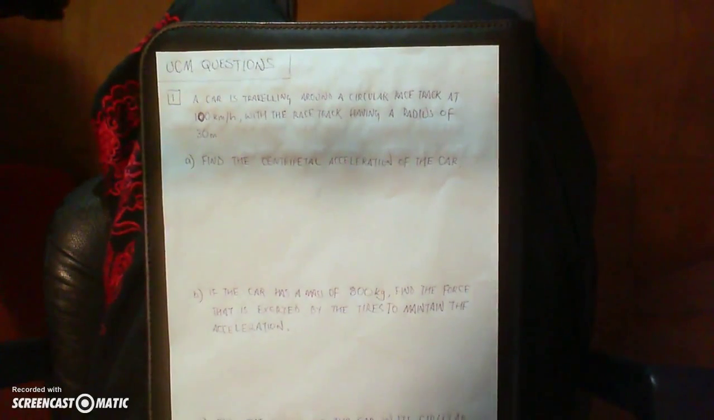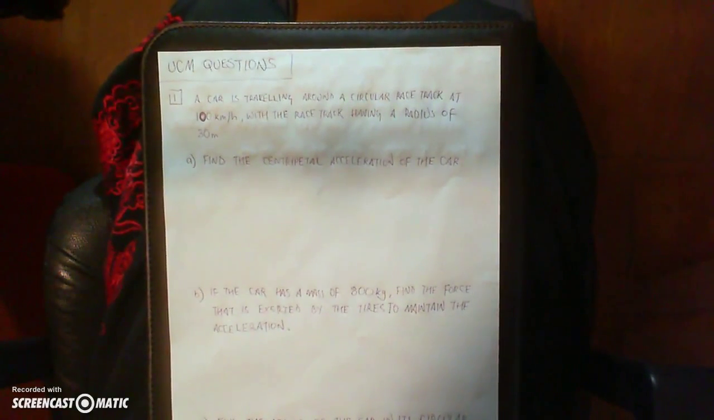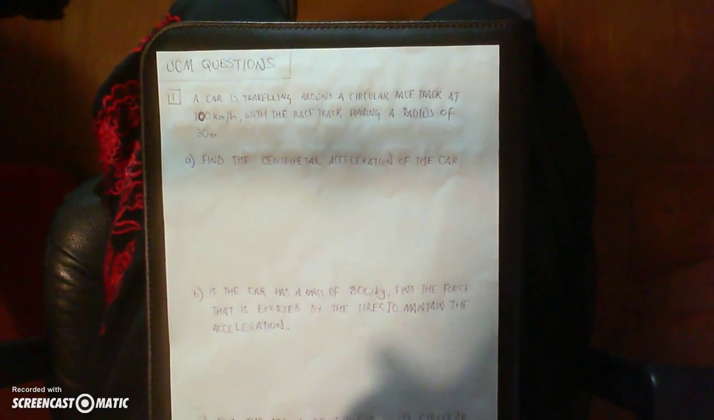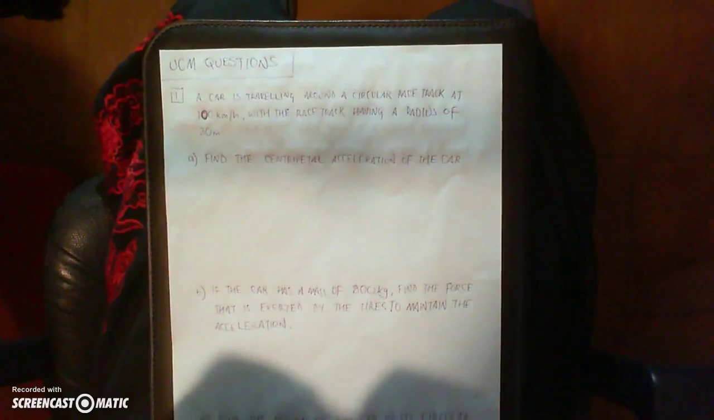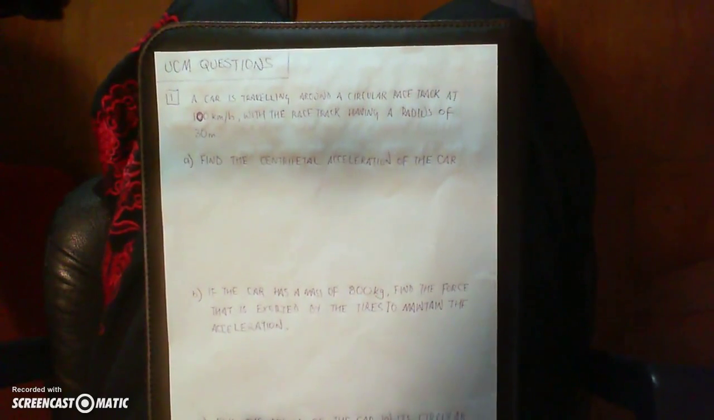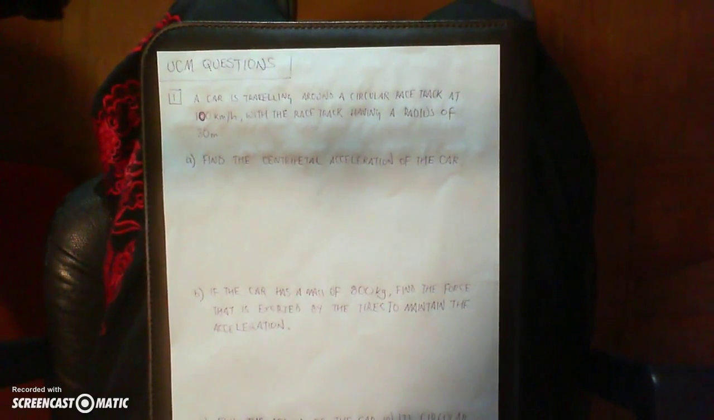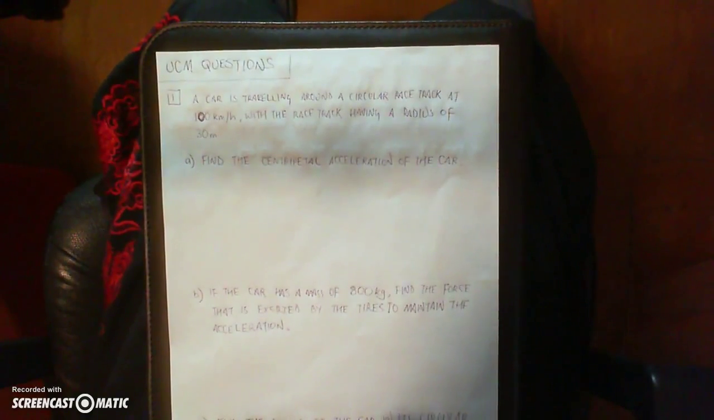Okay, so I'm going to go through a couple of example questions based on uniform circular motion. I'll present these questions at the bottom of the video. Question 1. A car is travelling around a circular racetrack at 100 kilometers an hour, with a racetrack having a radius of 30 meters. A. Find the centripetal acceleration of the car.